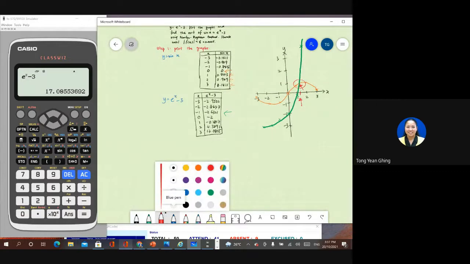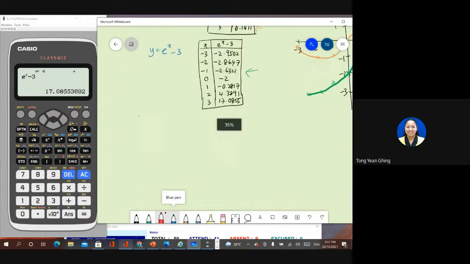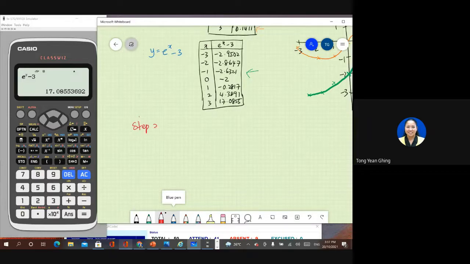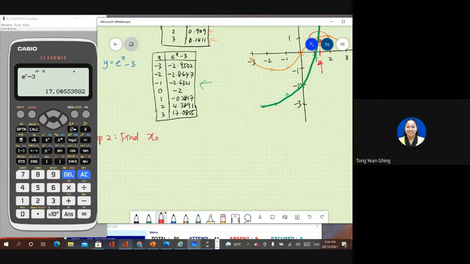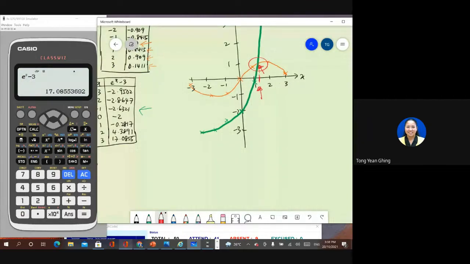Okay, step 2. Doctor, yes. When examining the graph, do we need accurate numbers for each point, or can we just roughly draw the graph? Can roughly, but if you want to know where the intercept is, and I'm not sure, so I just calculate.